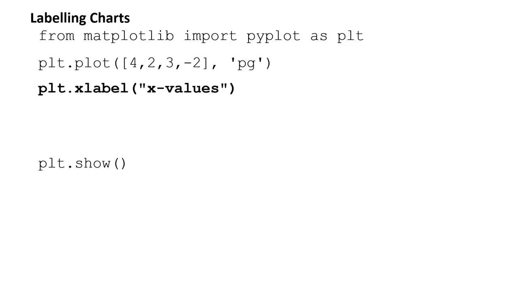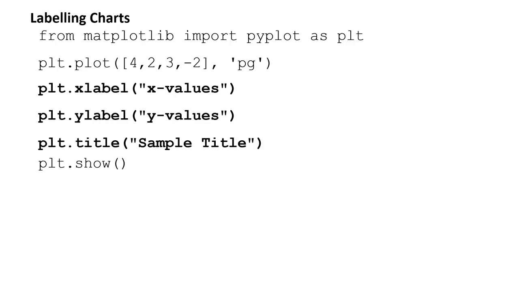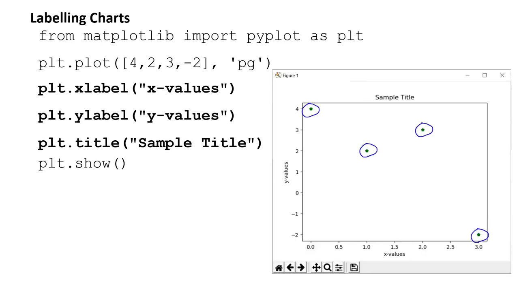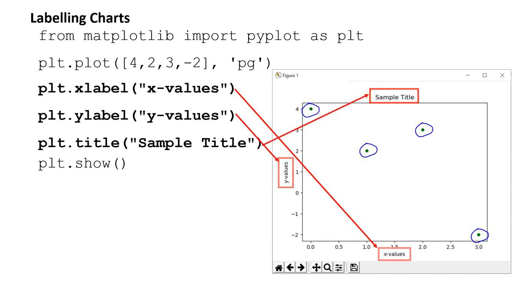plt.xlabel. Then as argument we can supply any string which will be used as label for x-axis. So here we are saying x values. Then plt.ylabel, y values. So y values will be used as label for y-axis. Then plt.title. Let's give sample title as the title. Then plt.show. Now we run this code to get the output. Observe the labels x label, y label and title. This way we have learned how to plot points using pyplot.plot function.